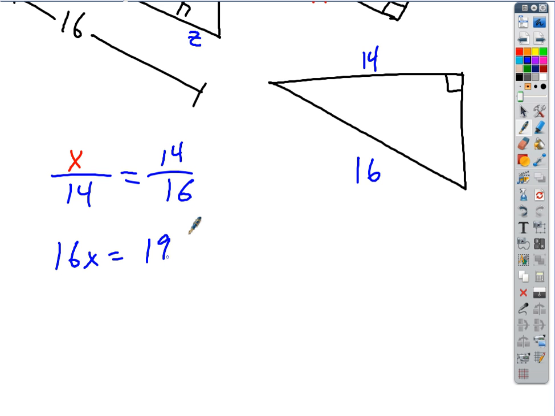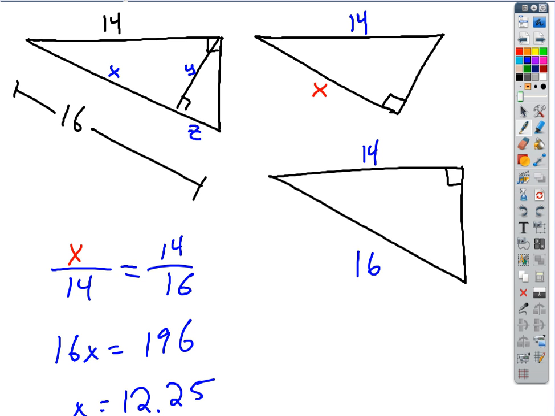Okay. So now, if we know x, what's z? If we fill these in, 12.25. The whole thing's 16. 3.75.